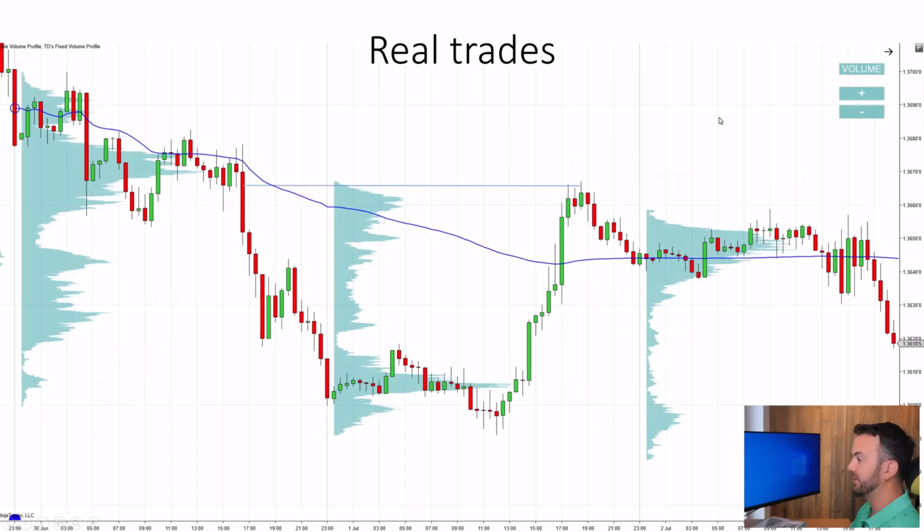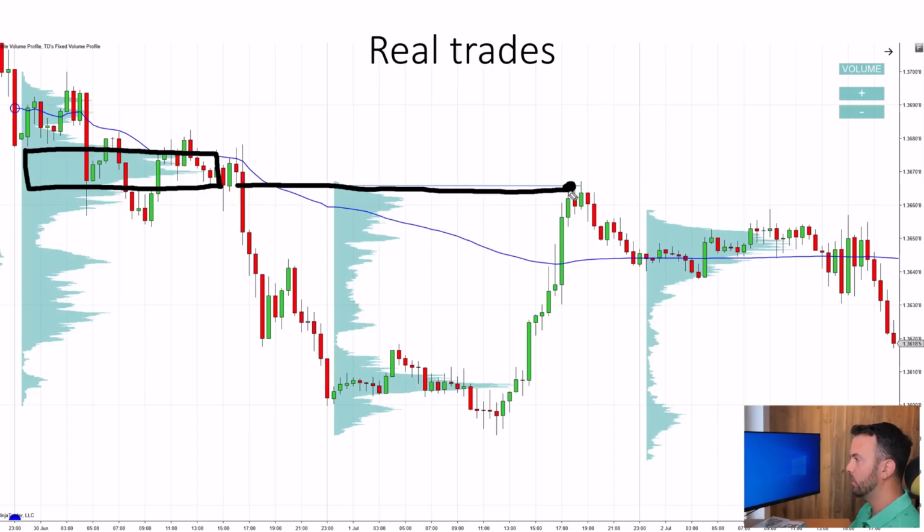Okay, last example. This is US dollar, Canadian dollar, and take a look at this profile here. This is where the heaviest volumes and the point of control was. I was trading from the beginning of that heavy volume zone. So this was my trade entry, went short from there.